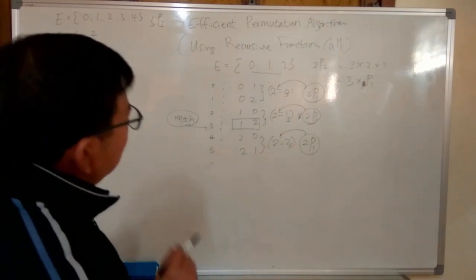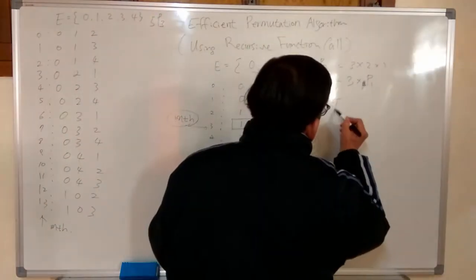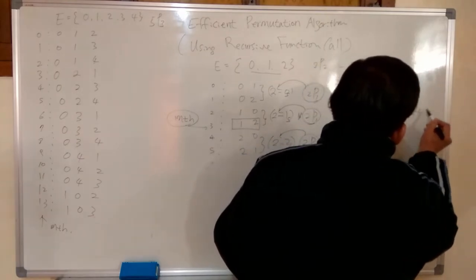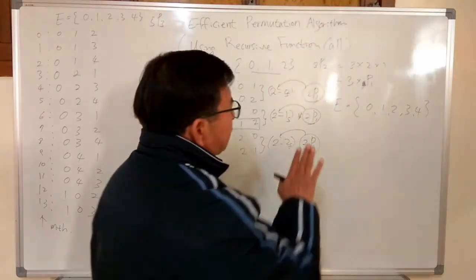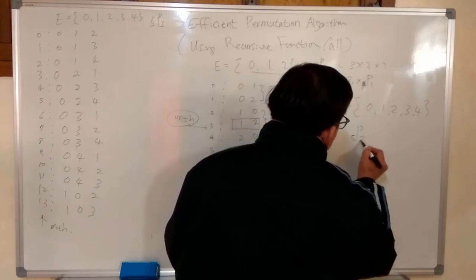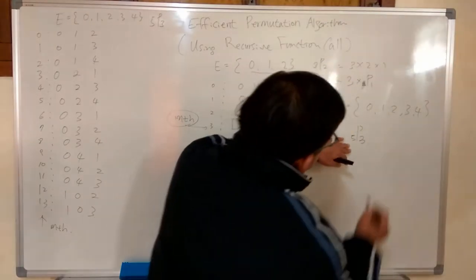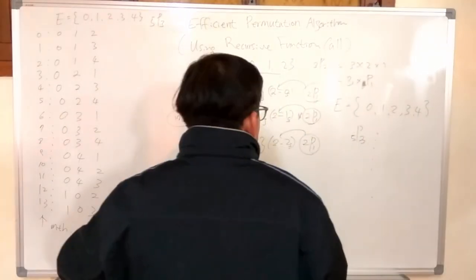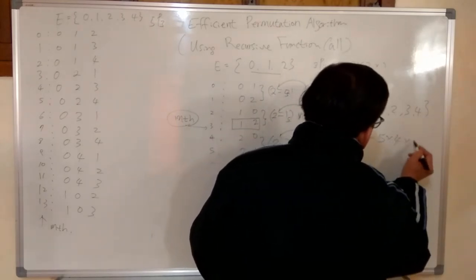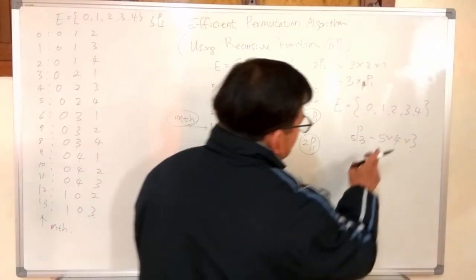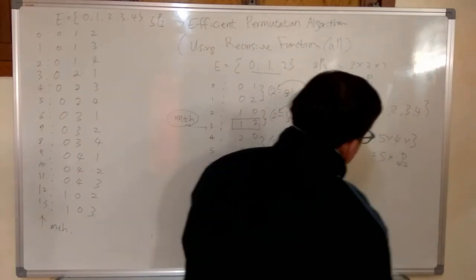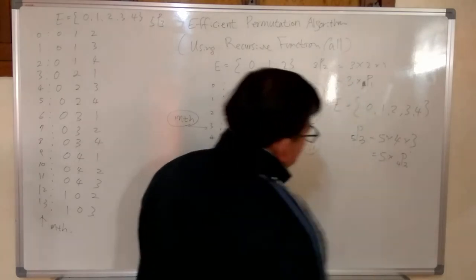So let's try once again. I will give you a different example. For example, let's see E equals 0, 1, 2, 3, 4. We have 5 elements. We are choosing 3 elements from this set. Then it is 5P3. This permutation gives us 5 times 4 times 3. Then we can rewrite it as 5 times 4P2.